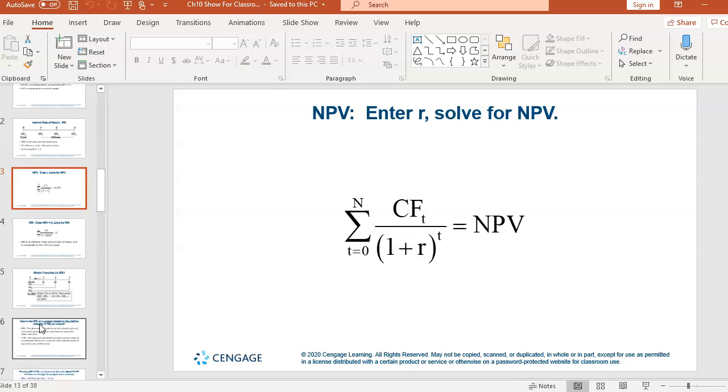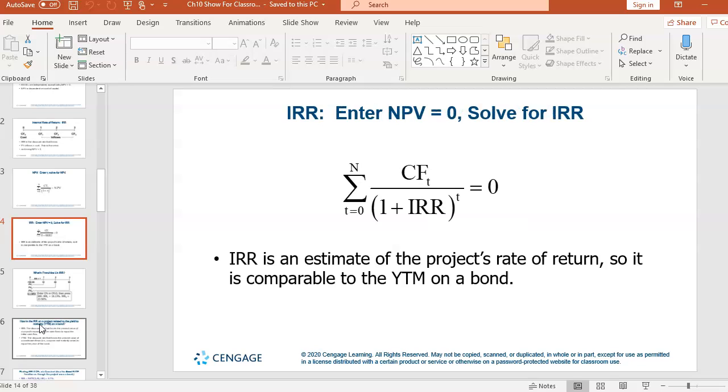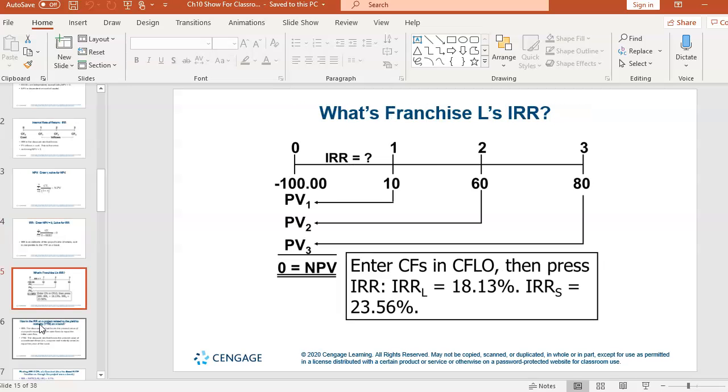Now Excel has a formula that does all these for us. Excel has a formula for NPV and IRR, and we'll use those when I do the weekly WebEx, and I'll show you how to do that. Okay, so IRR for a project is whatever return forces NPV to be 0. It's very similar to what I call the YTM on a bond, the yield to maturity from the bond chapter. It really works the same way. So in this example, IRR of 18 for L and 23.56 for project S force NPV to be 0.